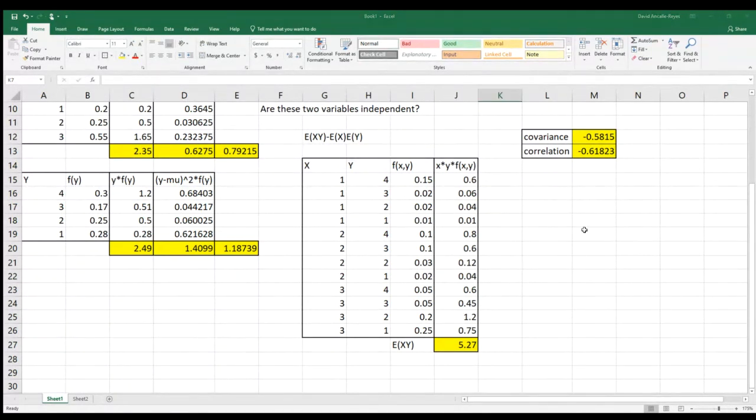How did you get correlation again? Well, correlation from the equation is covariance divided by the product of the standard deviations, right? So I have covariance, and I divide it by the product of the standard deviations. All right.